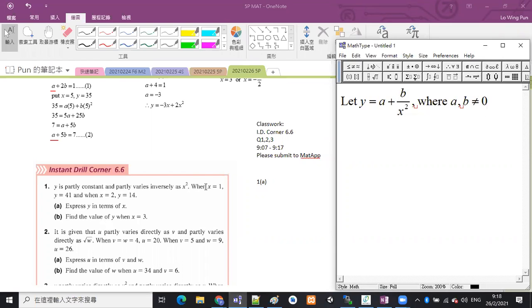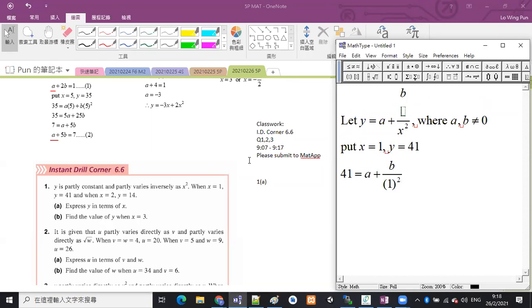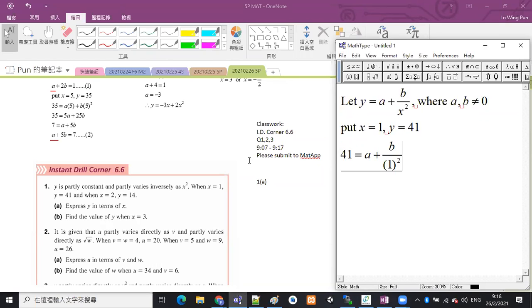And then we have two groups of numbers, x equals 1 and y equals 41. Okay, the first group, we will put x equals 1 and y equals 41 into our equation. So 41 is equal to a plus b over 1 squared. And then simplify the term, a plus b over 1 squared is just b. Okay, and then a plus b is equal to 41. And this is equation 1.